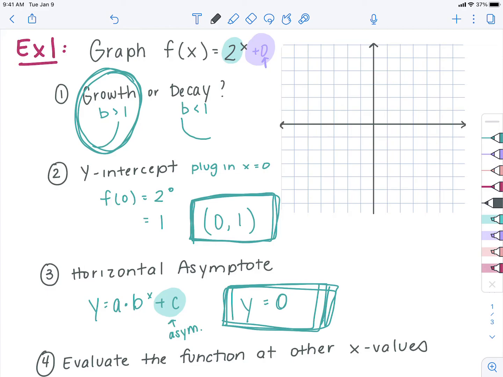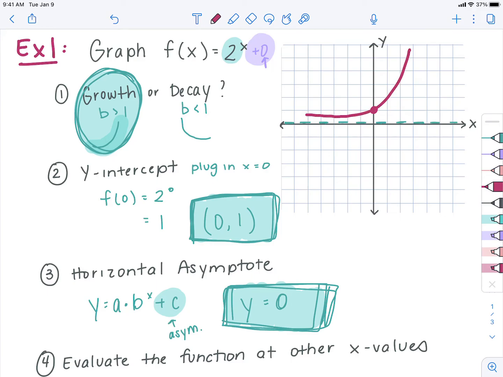So if I'm looking, I've got my x-axis and my y-axis. I know that it's a growth graph, which means its shape is going to be something like this. I know that I have the point 0, 1, so I can plot that point. I also know that I have an asymptote at y equals 0, which means my graph cannot cross over this x-axis because that's y equals 0.